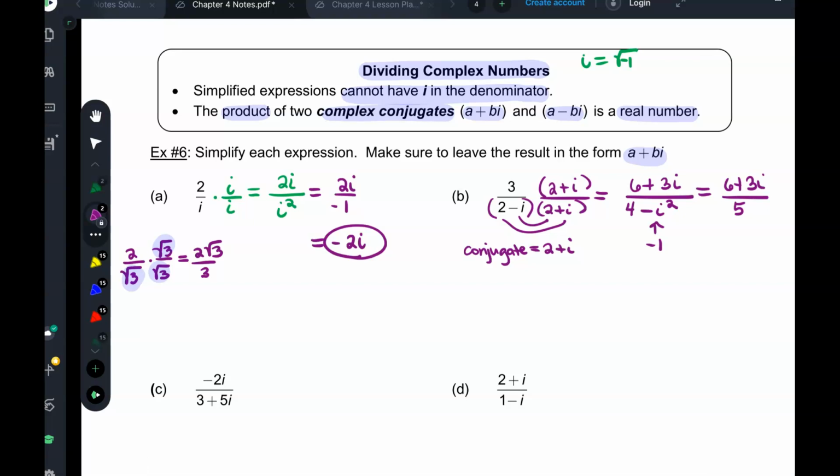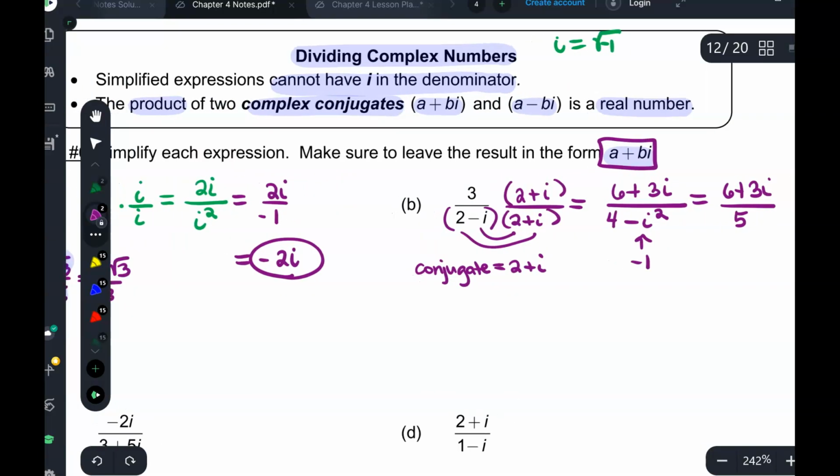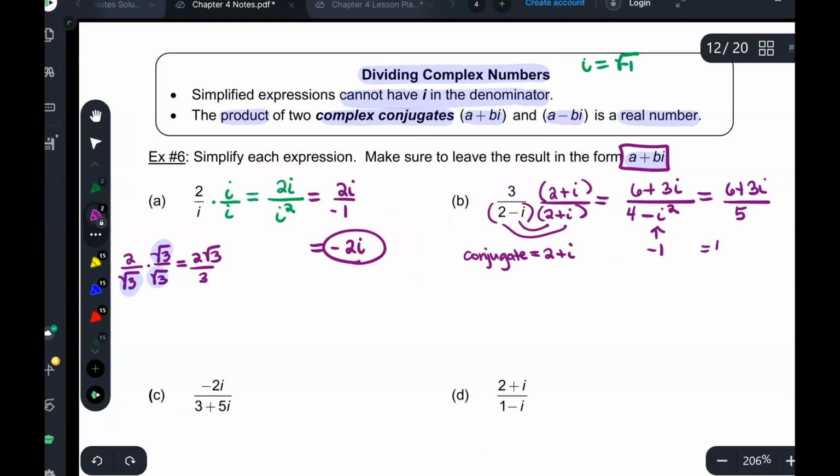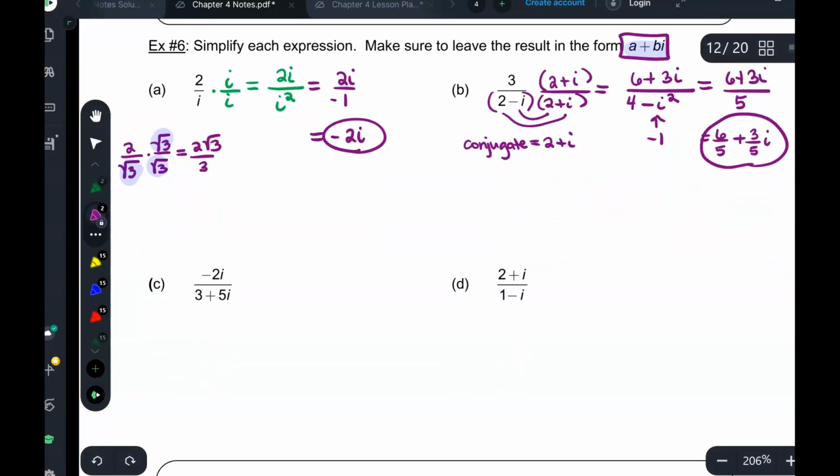Okay, the last step here, remember how I talked about a plus bi is the form we need to have it in? We are going to break this up into 6/5 plus 3/5 i so that it is in that correct format. So the real part is 6/5, the imaginary part is 3/5 i. Again, if you want to pause it and try the next 2 on your own, otherwise I will keep going. Here we're going to multiply.